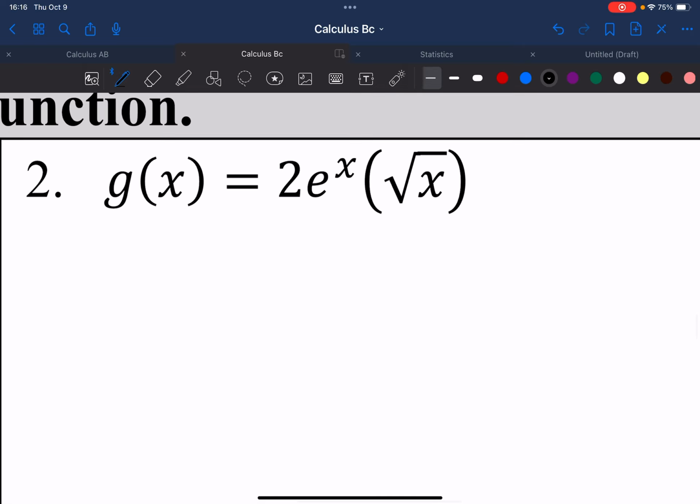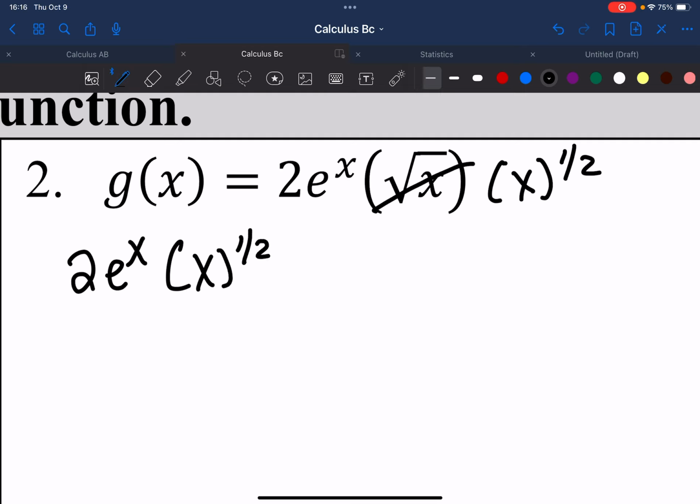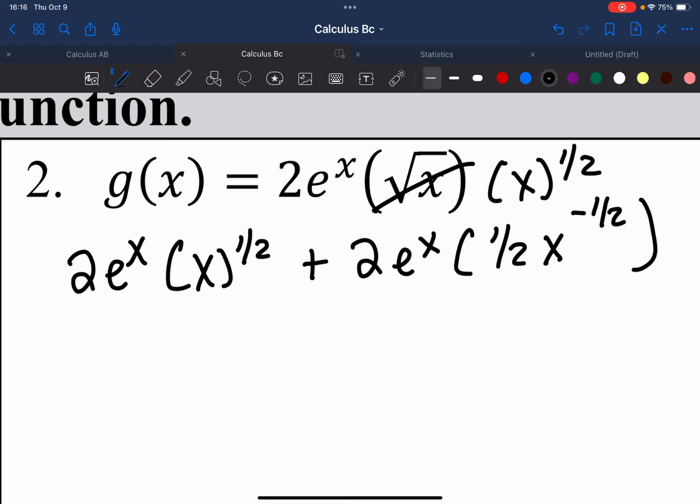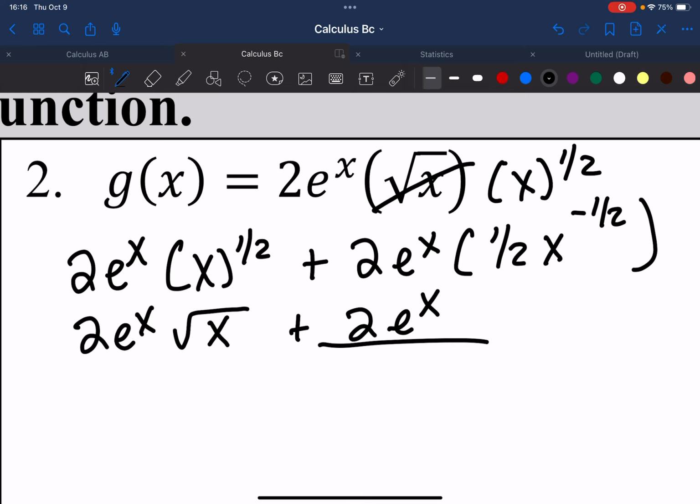Okay, so now we have 2e to the x times the square root of x, or we could write this as x to the 1/2 power. So we have 2e to the x, because that's the derivative of e to the x, times x to the 1/2 power, plus 2e to the x times the derivative, which is 1/2 x to the negative 1/2 power. Which means we have 2e to the x times the square root of x plus 2e to the x divided by 2 square roots of x.